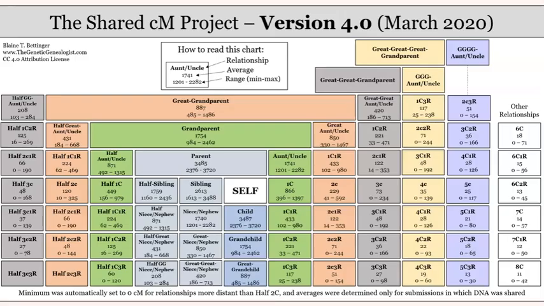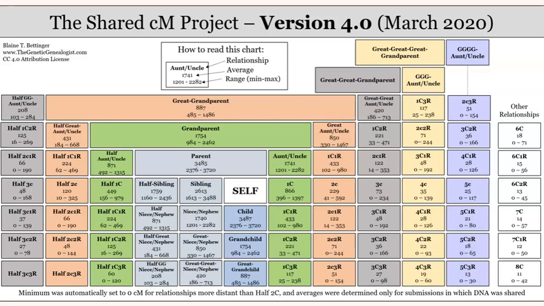So here is what the shared centimorgan project looks like. And at the top it shows how to read this chart. It shows the relationship to yourself, so this would be an aunt or uncle to yourself, that the average amount of shared centimorgans is 1,741, but due to submissions from people, they have seen a range of shared centimorgans between an aunt, uncle, and yourself from 1,201 centimorgans to 2,282 centimorgans.